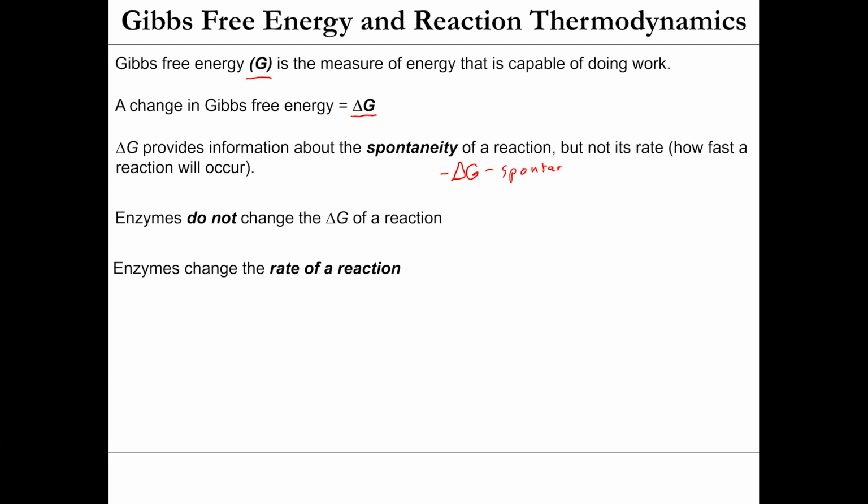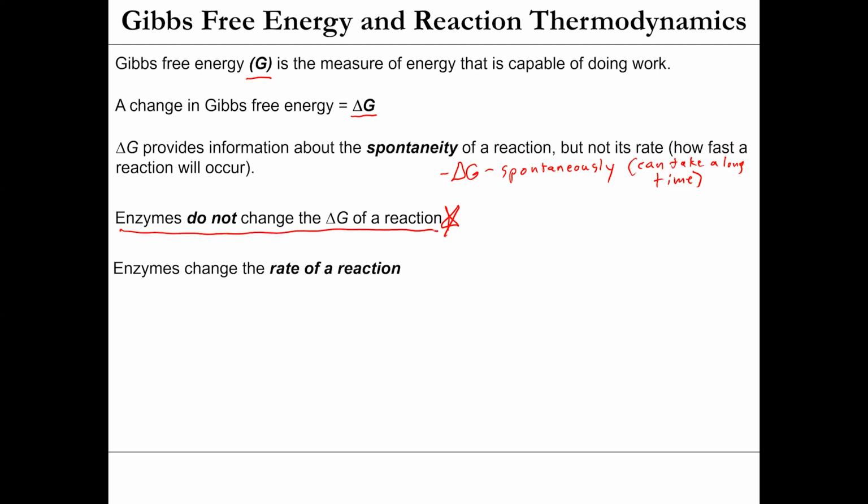But spontaneous doesn't mean that it's going to happen automatically. As we saw from one of those first slides, that reaction could be spontaneous, but it could take 78 million years to occur. So delta G tells us whether the reaction is spontaneous, but not its rate, not how fast a reaction will occur. So enzymes, and this is very important, enzymes do not change the delta G of a reaction. So enzymes don't change how much energy that is capable of doing work is in the reactants or the products of a reaction.